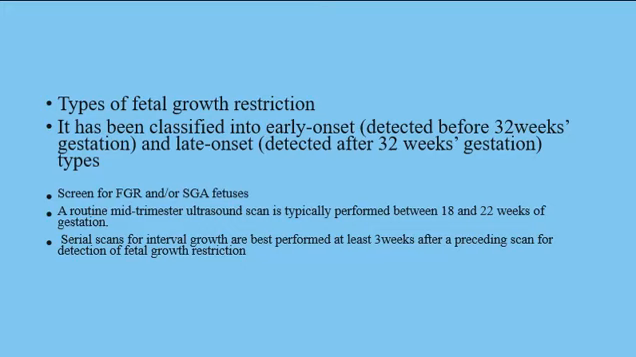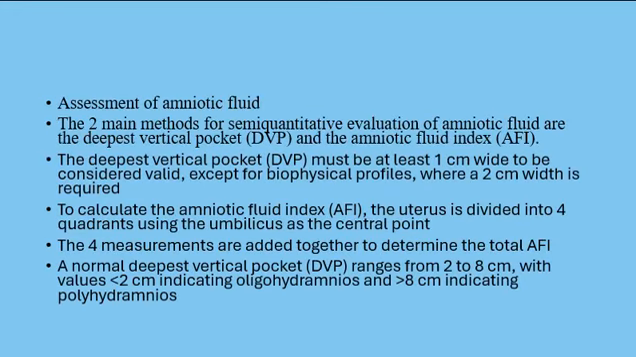Assessment of amniotic fluid. The two main methods for semi-quantitative evaluation of amniotic fluid are the deepest vertical pocket, DVP, and the amniotic fluid index, AFI. The deepest vertical pocket, DVP, must be at least 1 cm wide to be considered valid, except for biophysical profiles, where a 2 cm width is required.